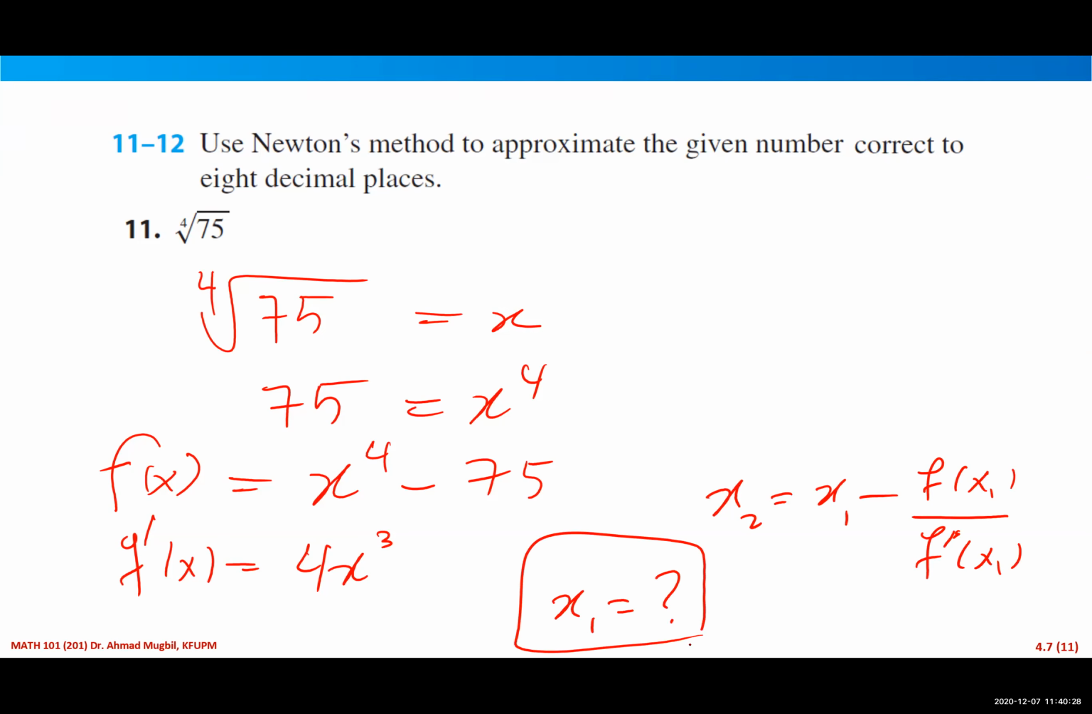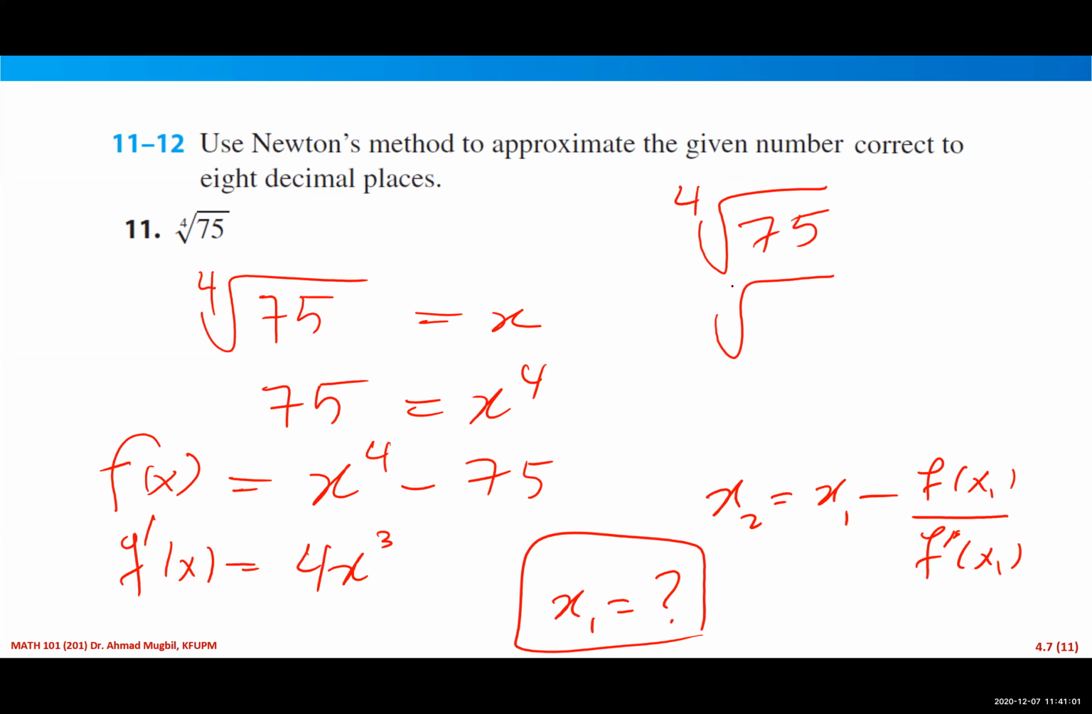Here you need to guess a value. You need to use your experience to start with a good guess. Think about what x1 is. What is the best value to start with? Who can tell me? 3? Yes. Why did you think about 3? Because 3 to the power 4 is equal to 81. We need to find the fourth root of 75, you are right.